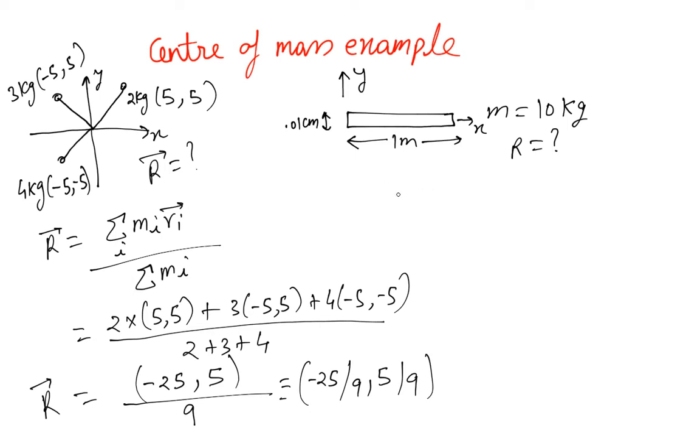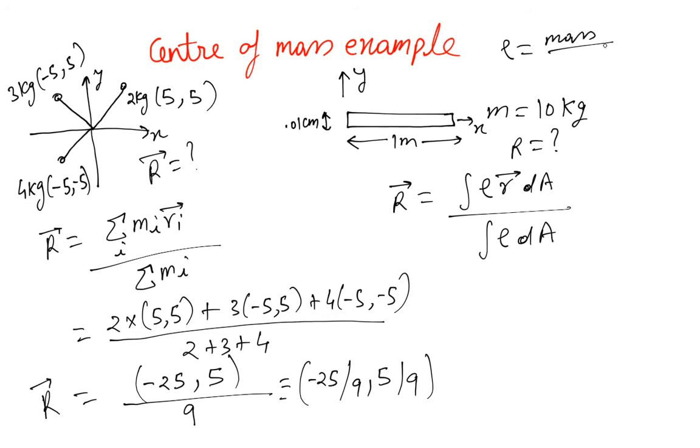Okay, so this is the setup, this is the problem, and r, we know, is going to be the integral of rho r dA divided by the integral of rho dA. Now what is rho? Well, rho is the area density. Rho, as we decided, was mass over area, which is the area of this meter stick, and that is 0.01, and that gives us 1000 kilograms over meter squared. So that is the density.